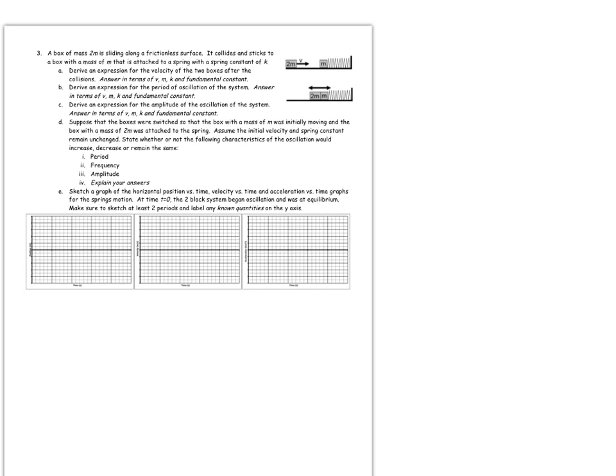Alright, for this problem, we have a box that's sliding along a frictionless surface at a speed of v.